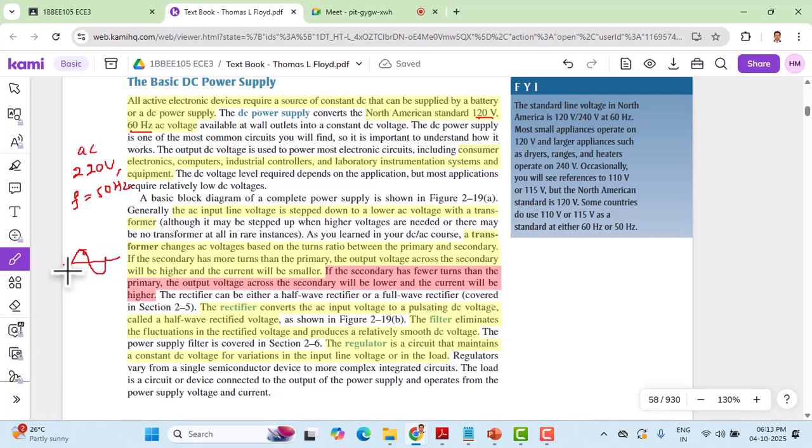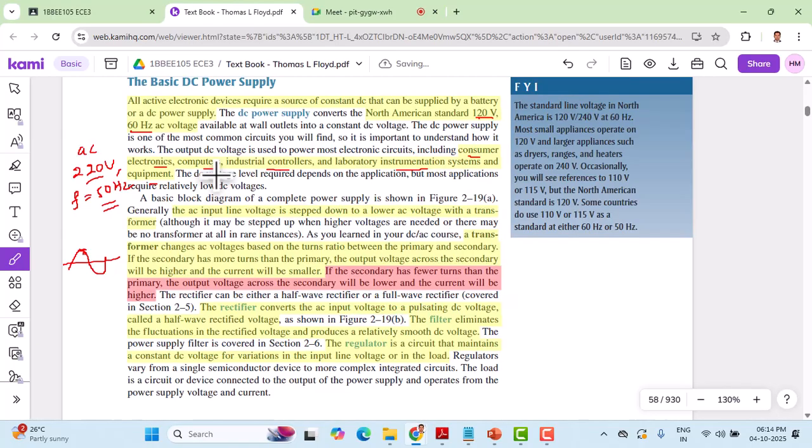A sine wave which oscillates at the frequency of 50 hertz and 220 volts if it is the Indian standard, and if it is the North American standard, it's 120 volts at positive peak, and the frequency is going to be 60 hertz. Now DC voltage is required in the majority of applications like consumer electronics and computers, industrial controllers, laboratory instrumentation systems, and many equipments.